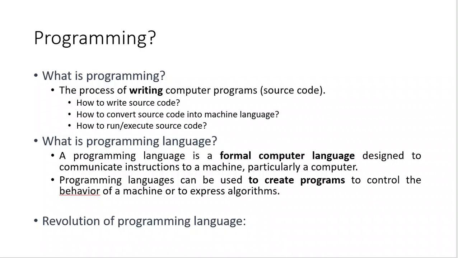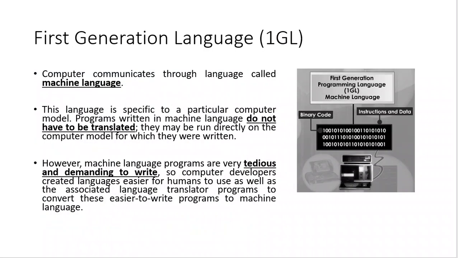Okay, so before that, what is programming language? A programming language is a formal computer language designed to communicate instructions to a machine, particularly a computer. So programming languages can be used to create programs to control the behavior of a machine or to express algorithms. So kita belajar programming language untuk bagi arahan pada komputer. Maksudnya untuk kita kawal komputer menggunakan algorithm. Okay, so we are going to see revolution of programming language.